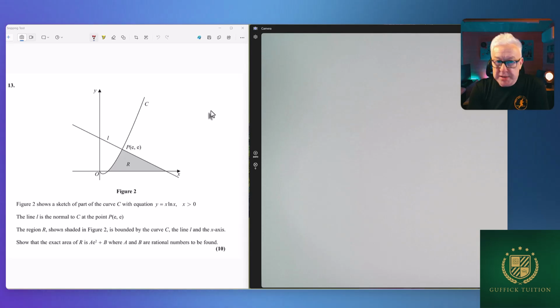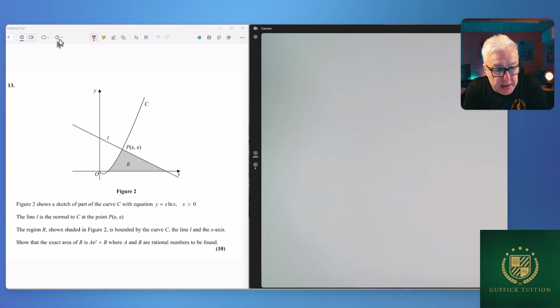Hello everyone, we've got an excellent integration question here. It says, Figure 2 shows the sketch of part of the curve C with the equation y equals x ln x. The line L is normal to C at the point P. The region R, shown shaded in Figure 2, is bounded by the curve C, the line L and the x-axis. Show that the exact area of R is equal to a e squared plus b, where a and b are rational numbers to be found.